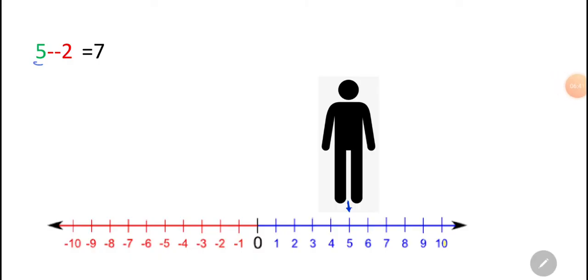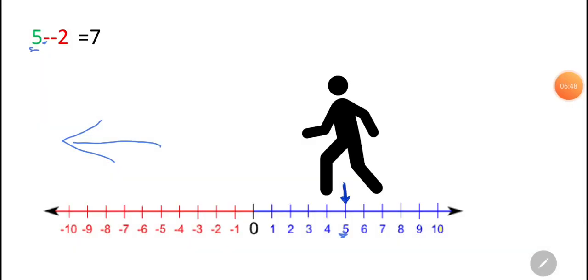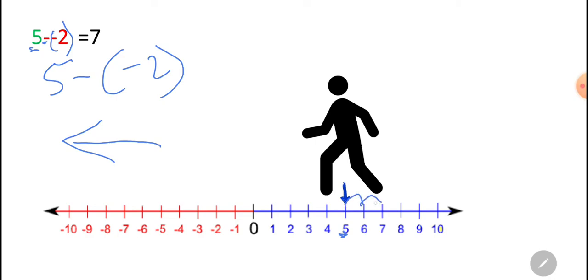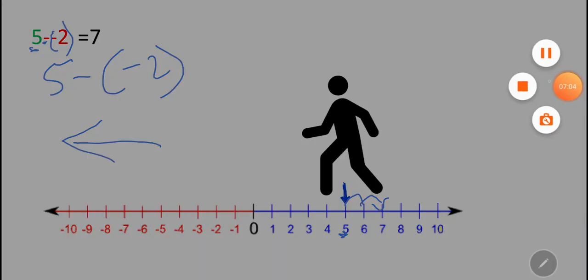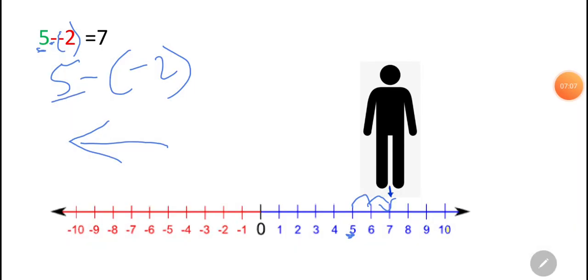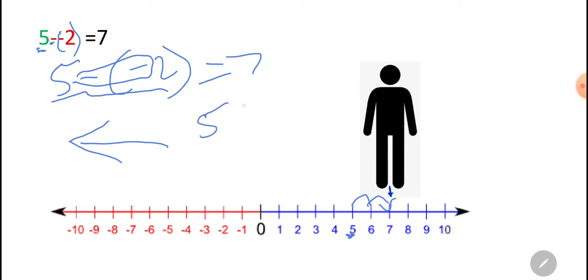So in this example, we're starting at 5. Because of the take away sign, we're going to face that way, like so. And then because I can see it's negative 2, I like to write it like this: 5 take away negative 2. The man's going to walk backwards by 2 steps, so 1, 2, and he'll end up at 7, like so. So 5 take away negative 2 is equal to 7. Remember, because of the two negatives side by side, some people like to think of it as 5 add 2 is equal to 7.